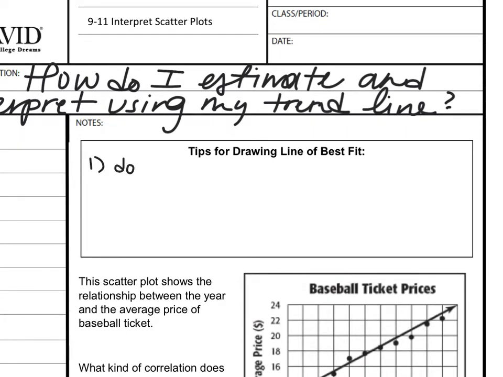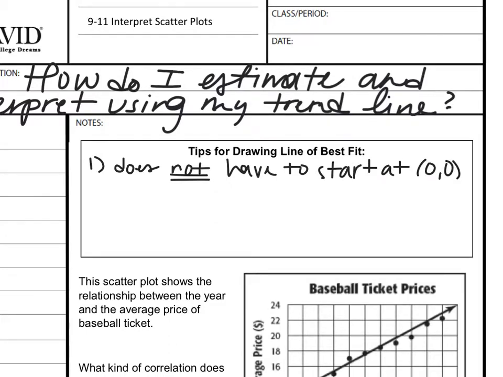In fact, a lot of times it's not going to. It does not have to start at 0, 0. William? It should go through the middle of the points. So how can you make sure that happens? I'll say about equal, because it's not going to be perfect, but that'll make sure it goes to the middle. About equal points on each side.